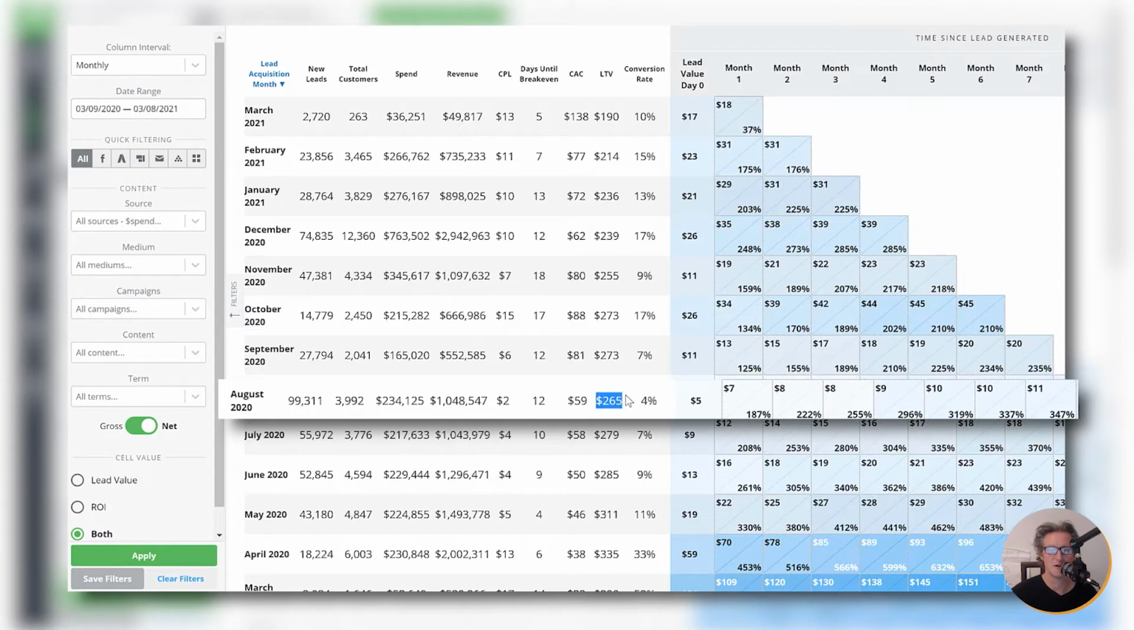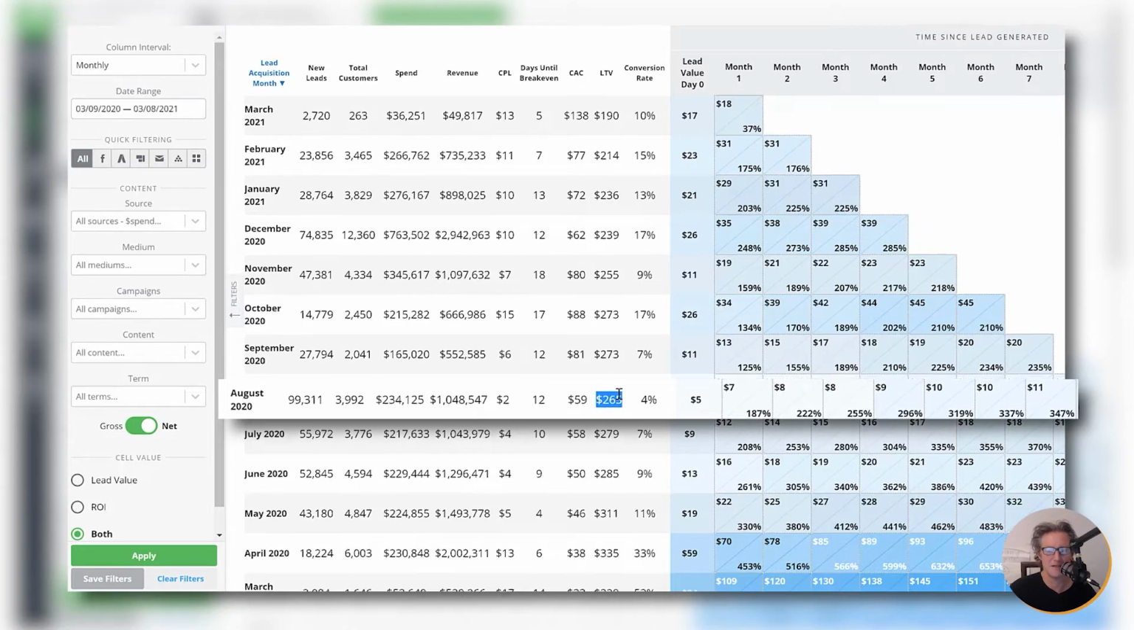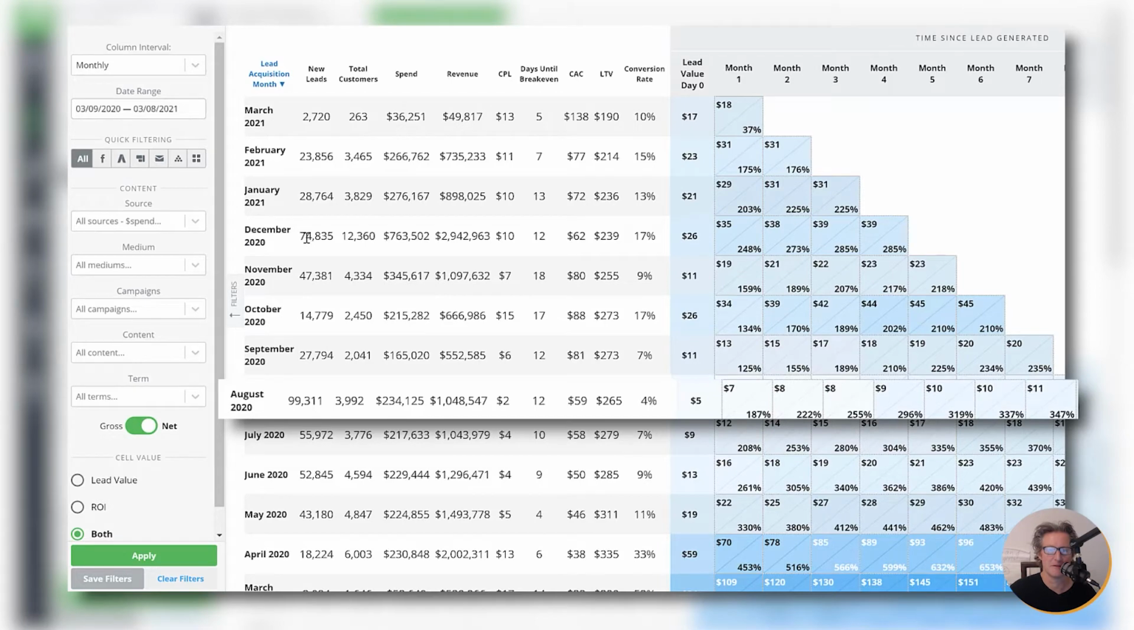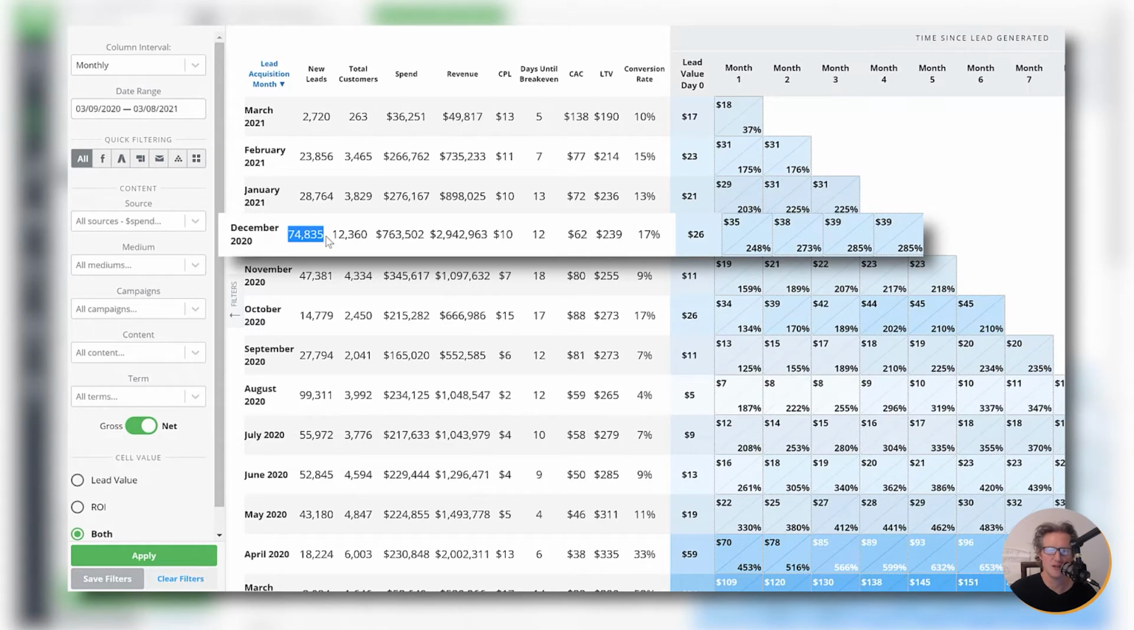LTV is the quality of the customer that comes out of the leads, higher or lower than average. And in this case, huge lead month, 265 LTV. If you look up and down, that's right around what the LTV is. Now, what's the second biggest month? 74,000 leads, huge month. LTV 239, lower than average.